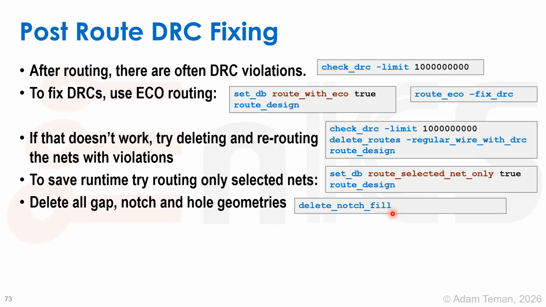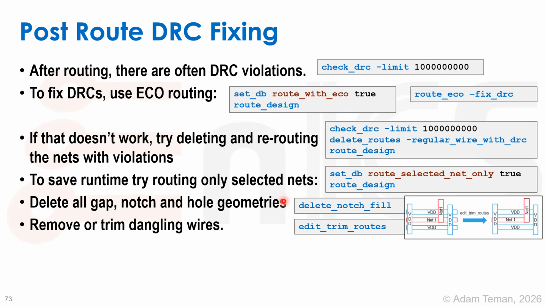So it will do a scan of all over the design and try to delete them. Another thing is dangling wires, so you can remove or trim dangling wires. Sometimes we have a wire that just has a piece of it that we don't really need over there. So edit, trim routes will go and remove that type of thing.